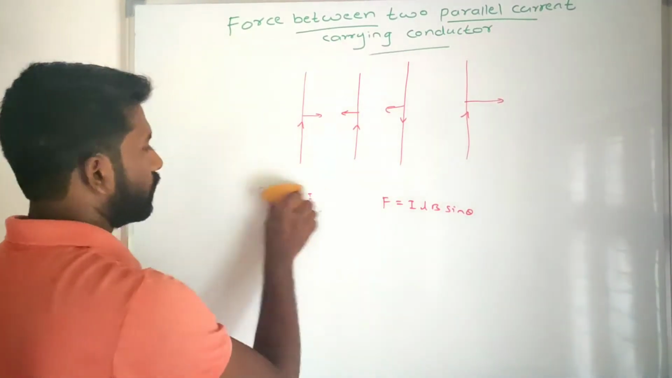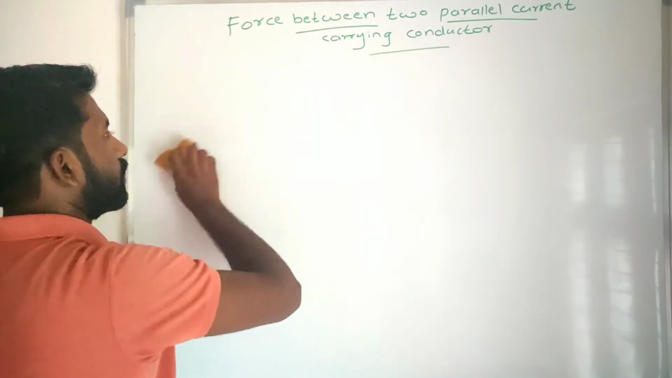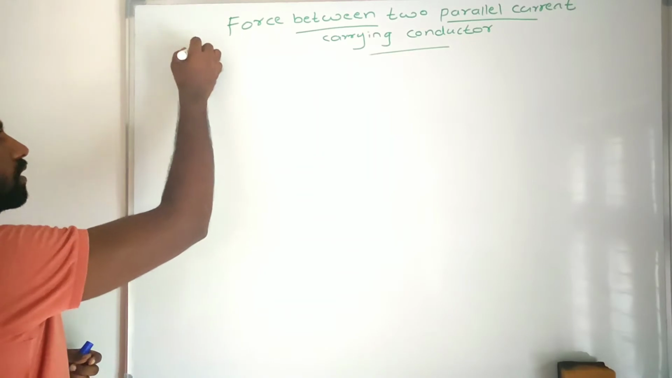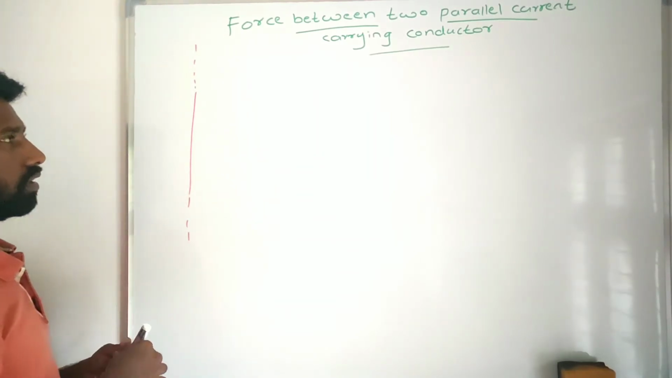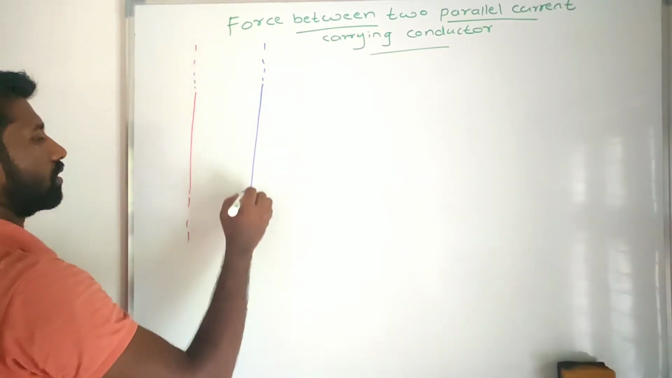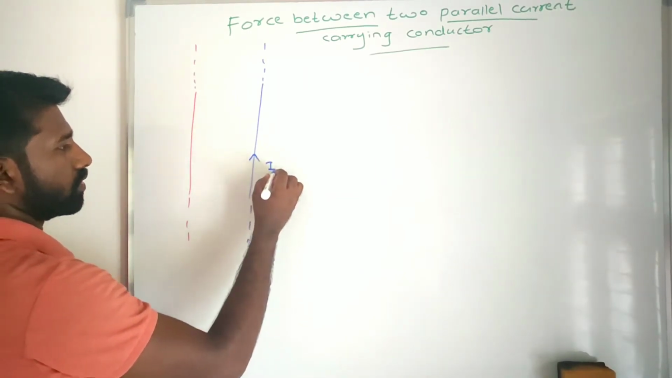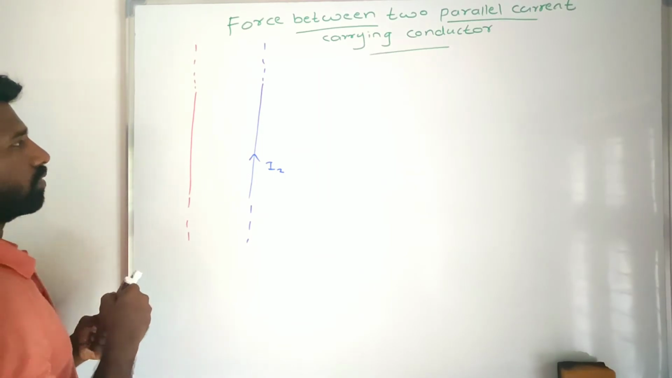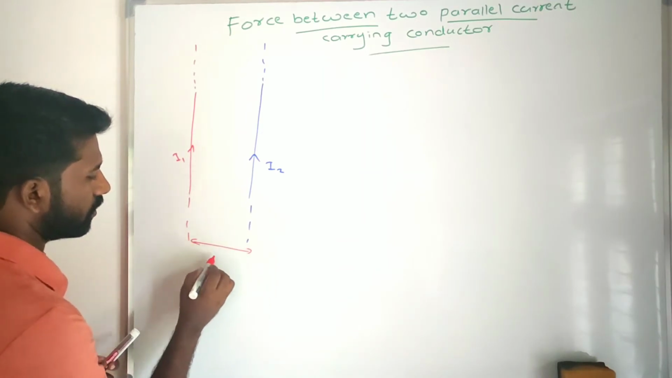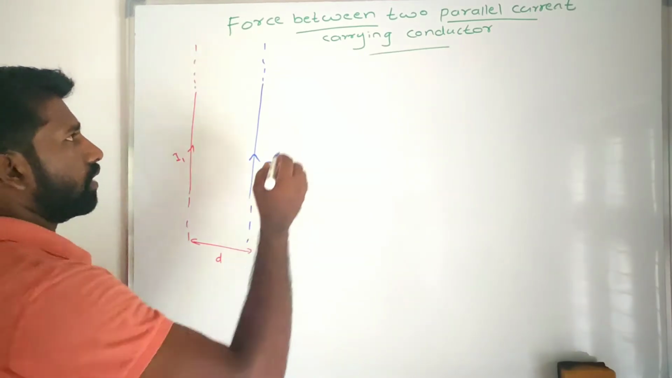Okay, so first of all, I am taking two infinitely long current carrying conductors. This is one current carrying conductor, infinitely long, and this is another current carrying conductor, also infinitely long. The current passing through this conductor is I2, and the current through the other conductor is I1. The distance between them is d. Okay, clear? So, I am taking case 1.